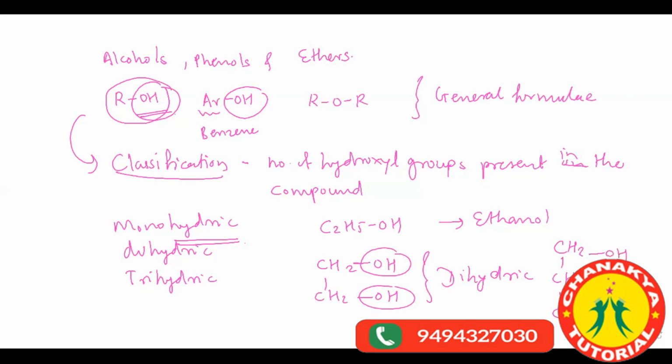That is what? Trihydric. Okay, trihydric alcohol. Understood? It's classified on the basis of what? The number of OH groups present in the given compound.